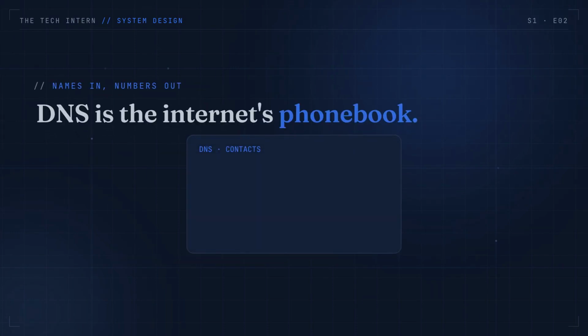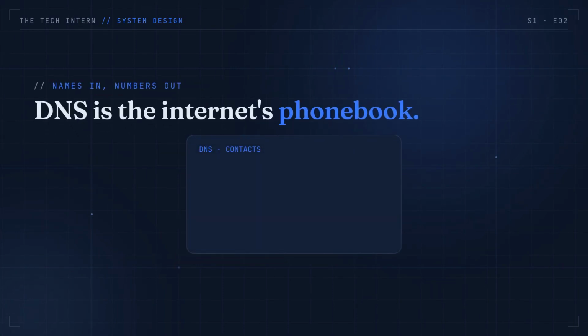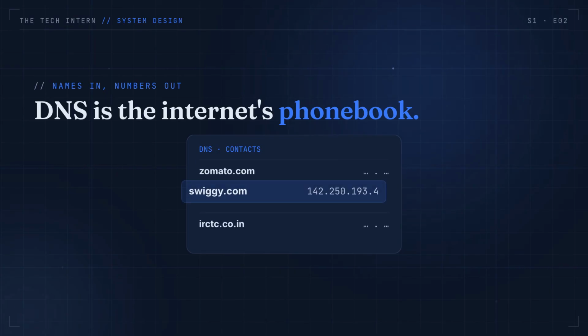So how do we get from the name to the number? With the internet's phone book. It's called DNS. That's short for Domain Name System. A domain is just a name like swiggy.com. So Domain Name System literally means the system that looks up domain names. You type swiggy.com and DNS finds the matching number, just like tapping a saved contact and letting your phone dial it. You remember the name. DNS remembers the number. You never have to.